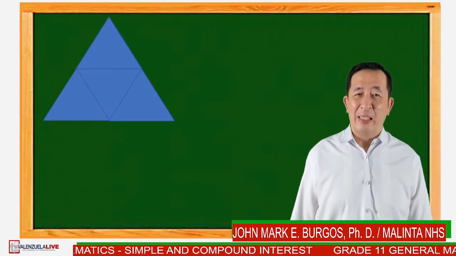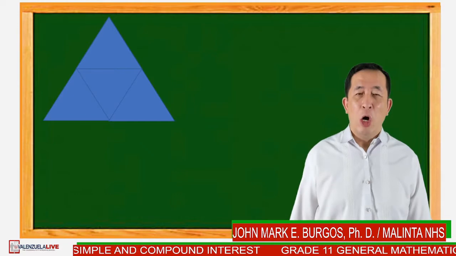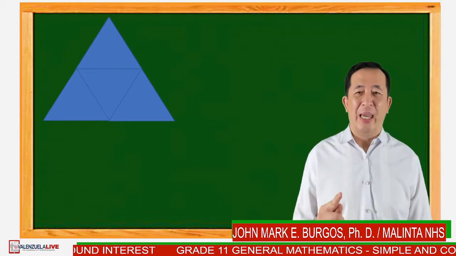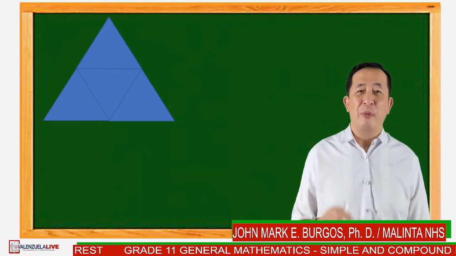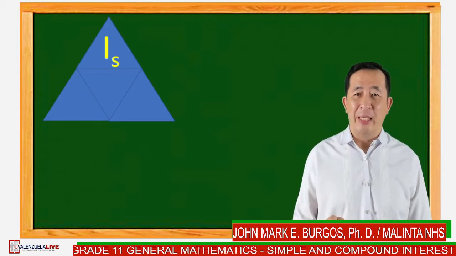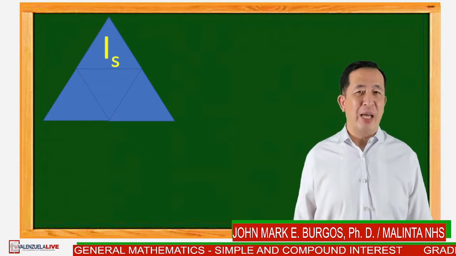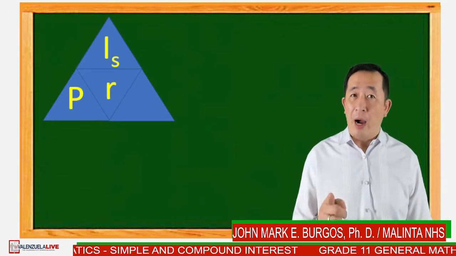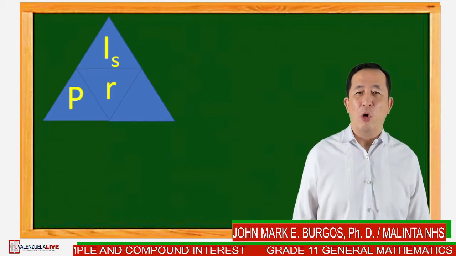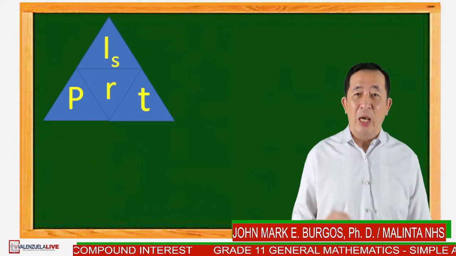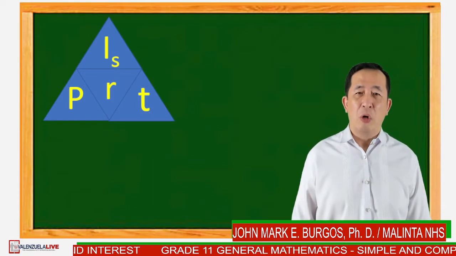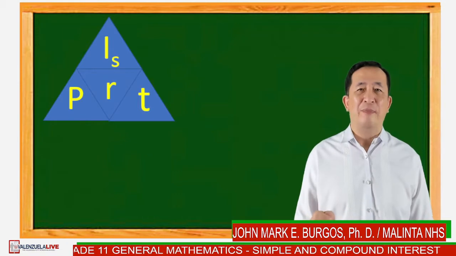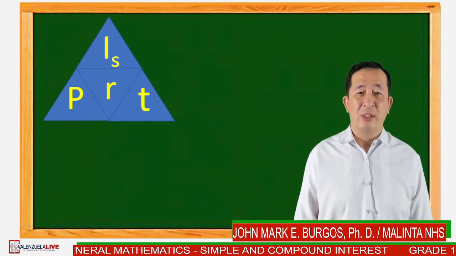In order for us to remember the formula, always remember this figure. We have the pyramid or the triangle in which on the top of it is the I or the interest, and on the left side is the P or the principal, in the middle is the R or the rate, and on the right side is T or the time. So if you are going to compute that, it will be interest is equal to principal times rate times time.